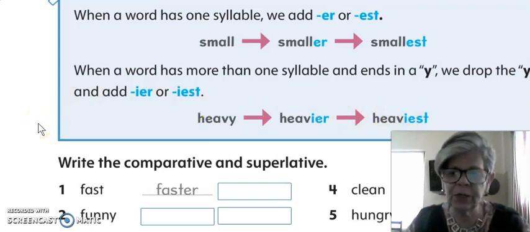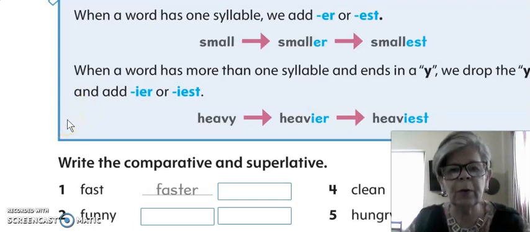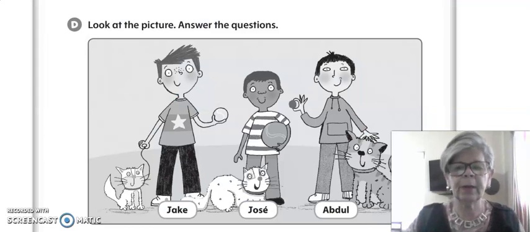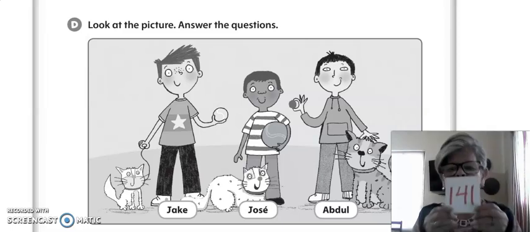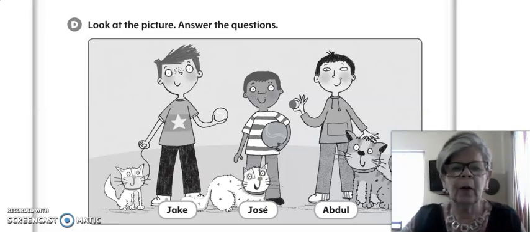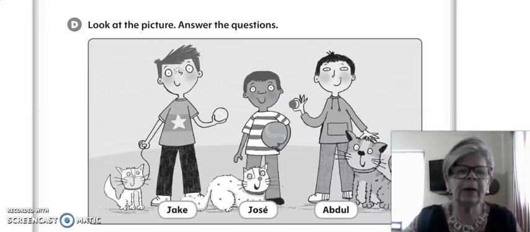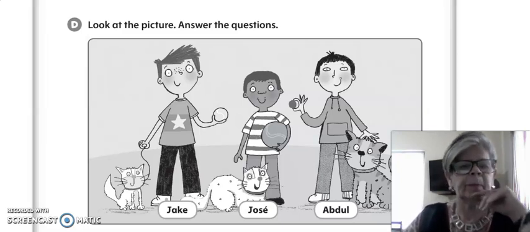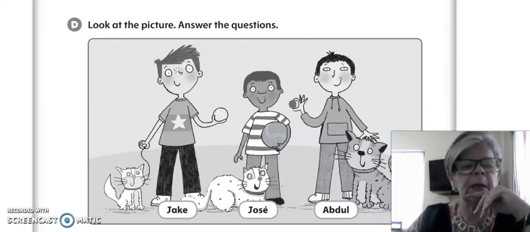Okay, pay attention to these writing rules because we are going to work in our workbook. We are going to work with superlatives. Let's work in our workbook, my kids. Open your workbook on page 141. Okay, write the date at the top of the page. Remember, today is Tuesday, June 2nd, 2020.